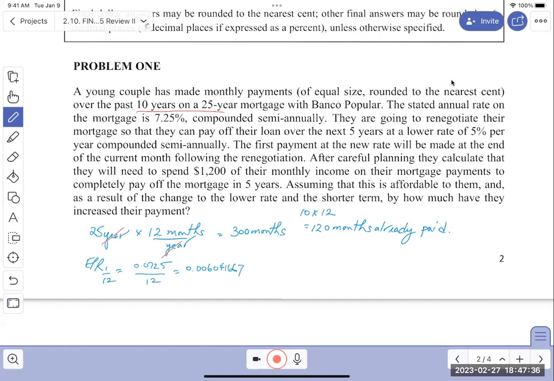So this is going to help you to find out what the balance is. You need to find out how much is the balance at PV 120 months. And the way you're going to find that is you need to know the payment or the C, well, we'll just call it payment. So this is the monthly.